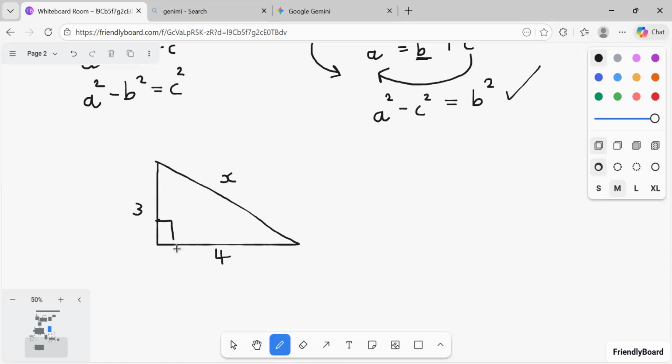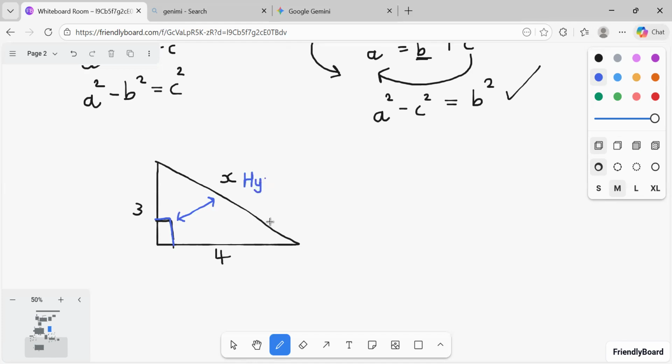First things first, I need to identify my hypotenuse. So I first locate my right angle, and the side that is opposite to that right angle will be my hypotenuse. So you can see that X is my hypotenuse.